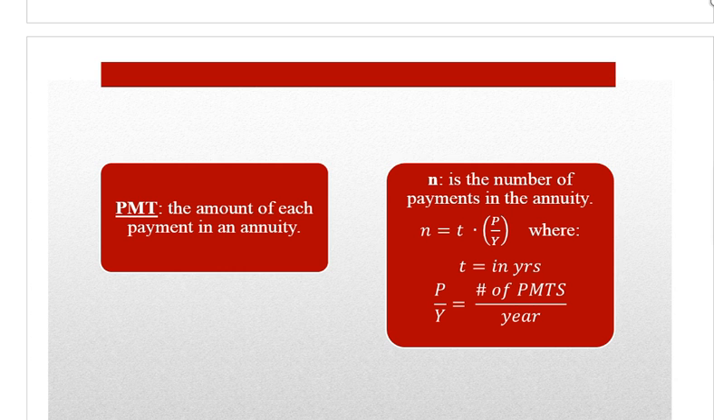Now, small n is going to represent, in chapters 10, 11, 12, 13, 14, 15, the number of payments in the annuity, and that is calculated by multiplying the number of years, T, by the number of payments per year, so T times P over Y.